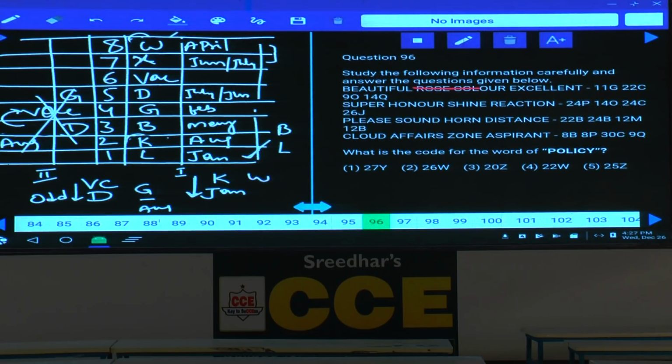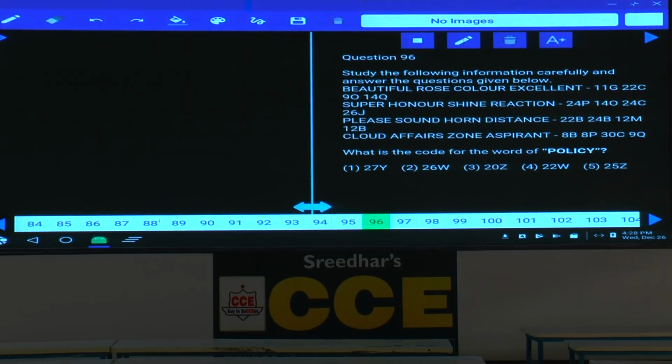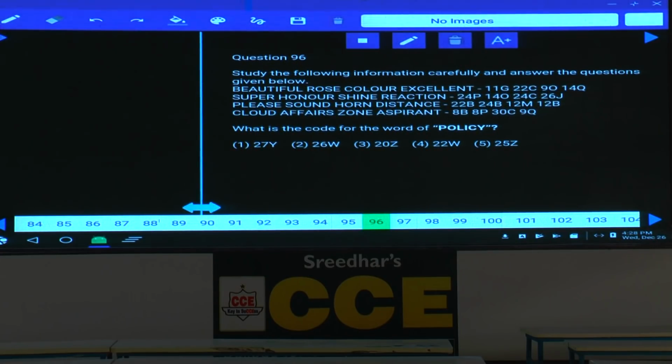Now there are in total 4 statements: beautiful, rose, color, excellent, and they are coded as 11G, 22C, 9O, 9O, and 14Q. And the next one is super, horn, sign, reaction. Now in this one also there are some codes given. We need to identify the logic behind this. First identify the number. Now if you observe these numbers, what are these numbers?